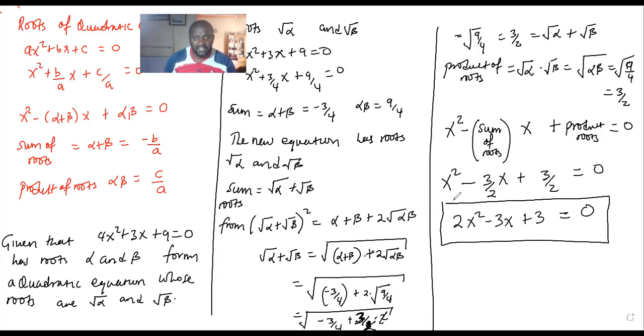Hence, we have derived an equation whose roots are root alpha and root beta, having been given a definition of what alpha and beta can be in terms of sum and in terms of product. Of course, they will not give you the sum, but it is you to find out what is the sum and what is the product of alpha and beta using the equation that has been given. Okay, unless someone has a question.